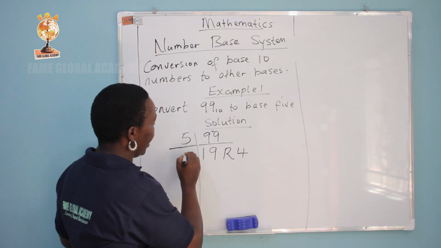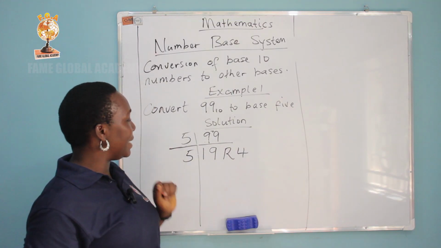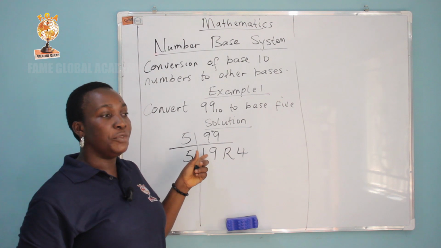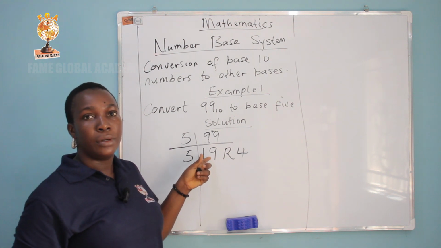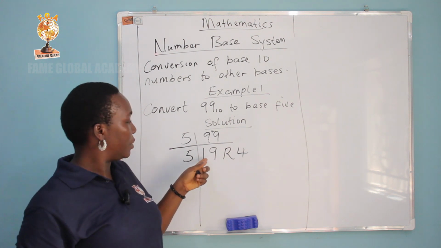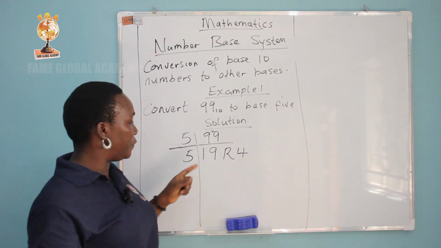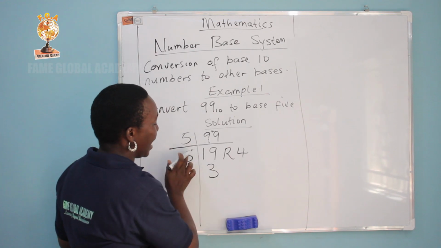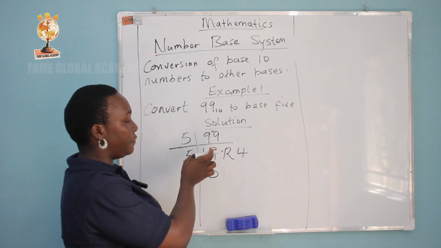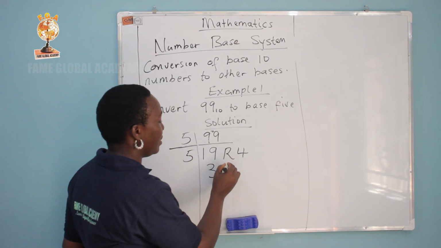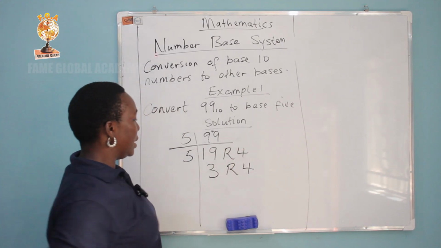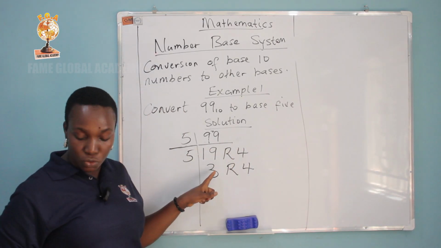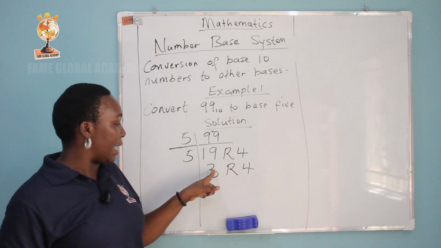Now we are using 5 again to divide 19. We have 3, remainder 4 again, because 3 times 5 will give you 15. So when you subtract 15 from 19, you have remainder 4 again. Now you use this 5 again to also divide this 3.